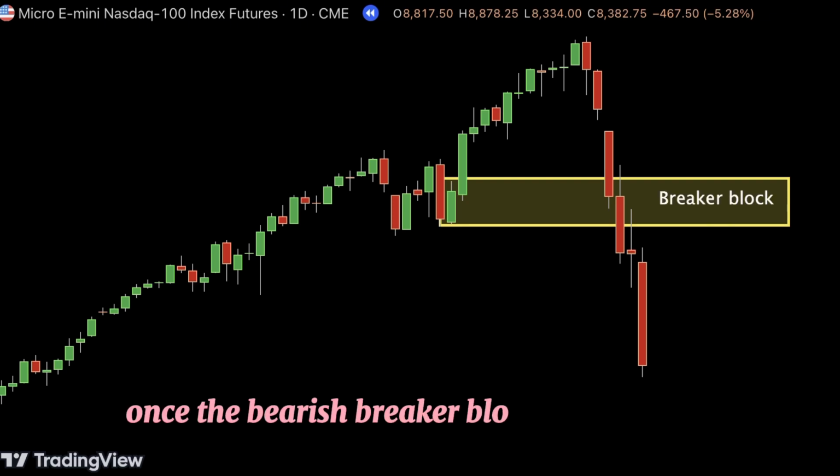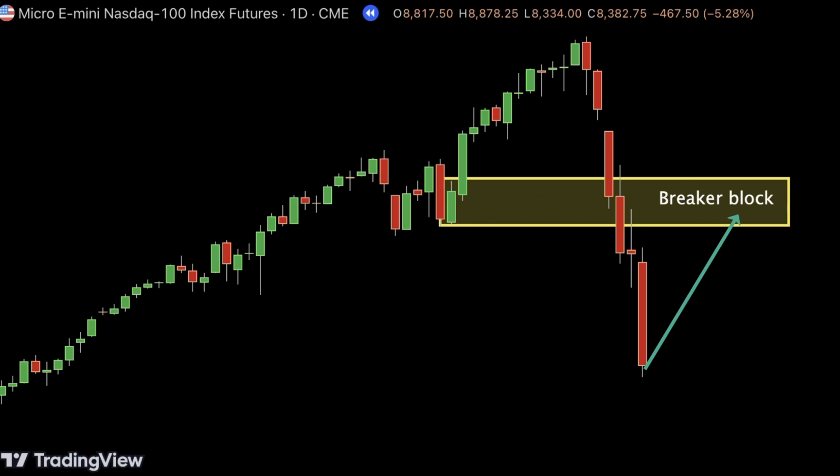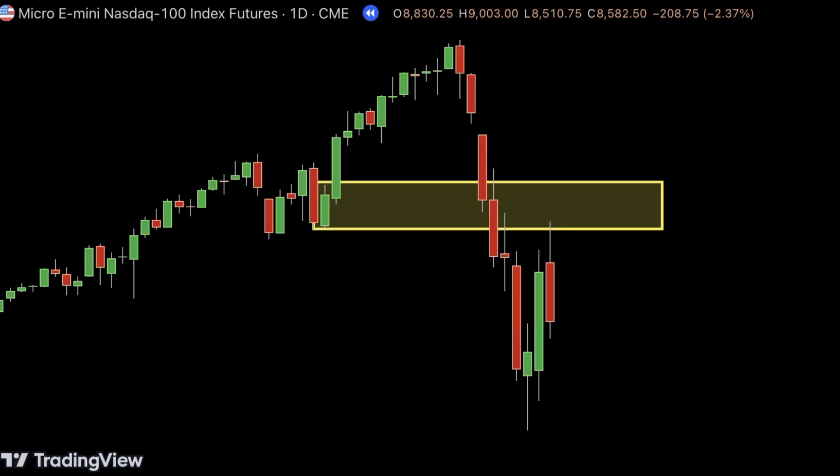Once the bearish breaker block is confirmed, we wait for the market to retrace back to this area. This retracement gives us the opportunity to enter a trade at a more favorable price point. In this case, the market moves back up to test the bearish breaker block. As it reaches this zone, we prepare for a potential entry based on rejection patterns.